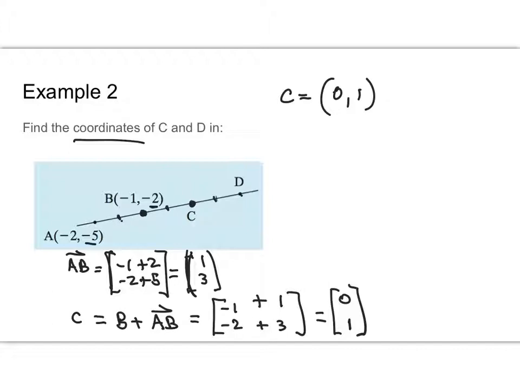All right, so for point D, let me erase some of this stuff. I'll leave it up. All right, so point D is going to equal point C here plus this vector A to B again.